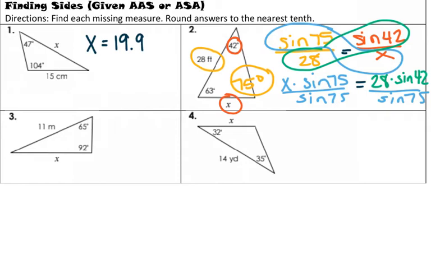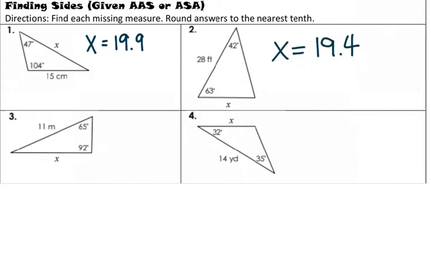Alright, so in your calculator, you're going to do 28 times the sine of 42, hit enter, divided by the sine of 75, hit enter, and you should get 19.4. Okay, so for number 3, I want you to see if you can set it up. Just set up the ratio, pause the video and try it in 1, 2, 3.